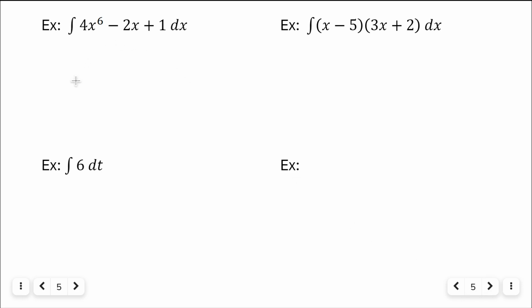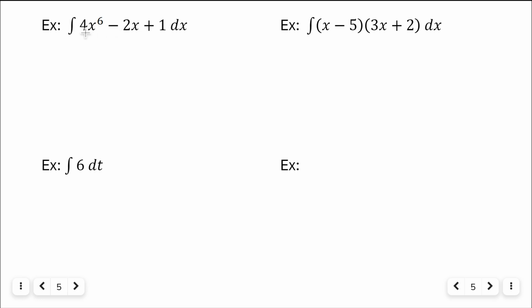Okay, now let's talk about some other rules. Let's say I asked you to integrate 4x to the 6th minus 2x plus 1. All right, so now we have some rules for derivatives. If I wanted you to derive this, well, you just do them all separately, right? Leave the 4 out of it and derive the x to the 6th. Leave the negative 2 out of it, derive the x, and then just derive the 1 because they're added and subtracted. Integration works the same way.